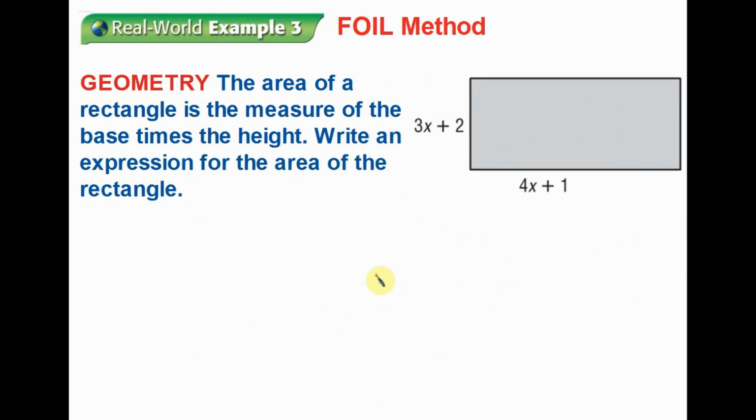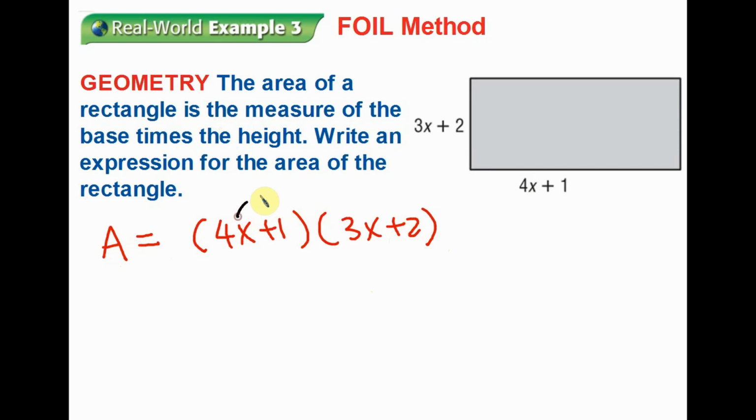Another real-world example: the area of a rectangle is measured as the base times the height. Write an expression for the area of the rectangle. So in order to find the area of a rectangle, as they are saying, you're going to multiply the base times height. In here, I get 4x plus 1 times 3x plus 2.